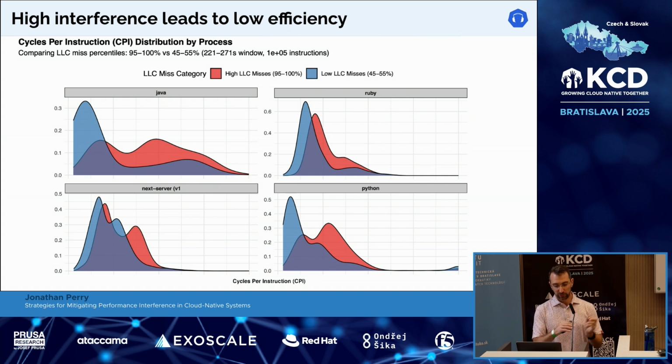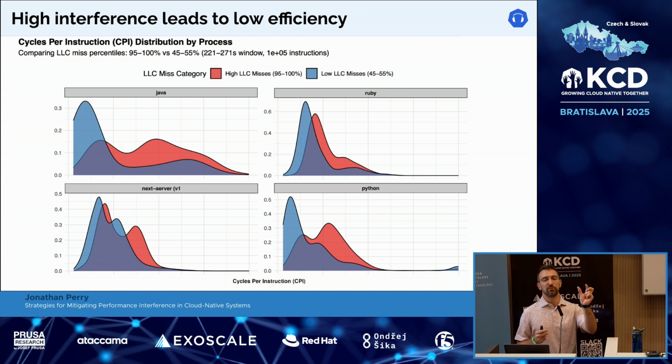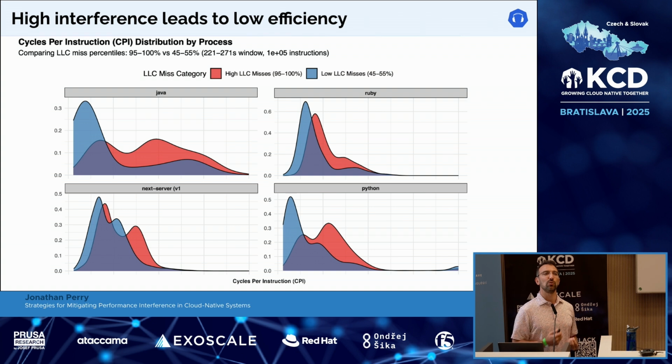So, the cycles per instruction, where high is worst, right? Like the right-hand side is worst, it's lower efficiency, more cycles to execute the same code. And the blue and the red graphs here show the blue is around median memory bandwidth, so not much contention, and red is the top 5% of memory contention, the high bandwidth on the system. And you can see that the red graphs are shifted to the right, so they're less efficient when there's high memory bandwidth. So actually, your programs get slower when there's high memory bandwidth on the system.